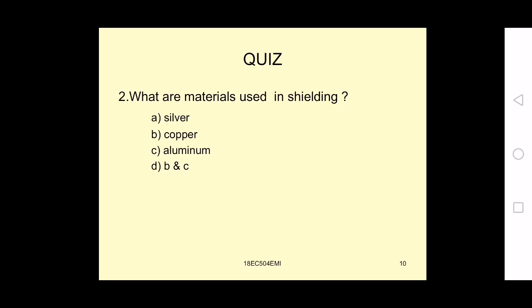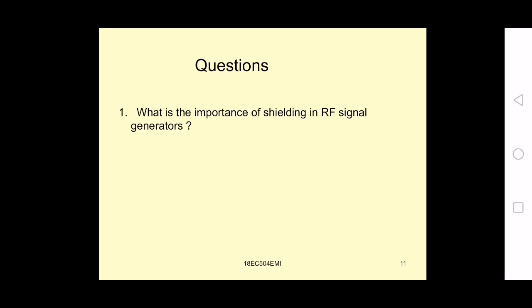What are the materials used in shielding: silver, copper, aluminium, or both copper and aluminium? We can use copper as well as aluminium, so the option is D. These are the materials for shielding the equipment of RF signal generators.